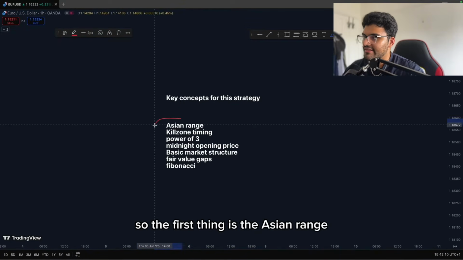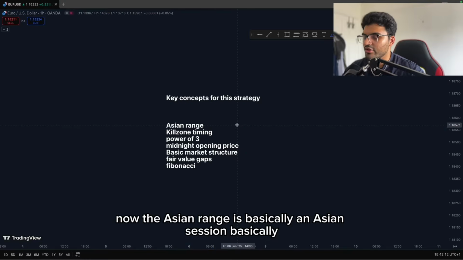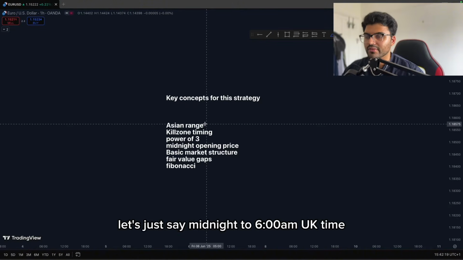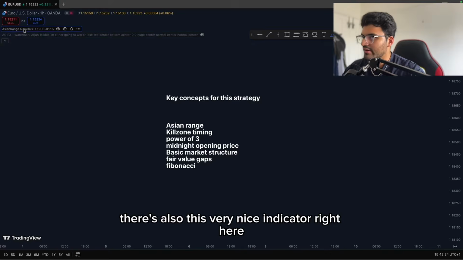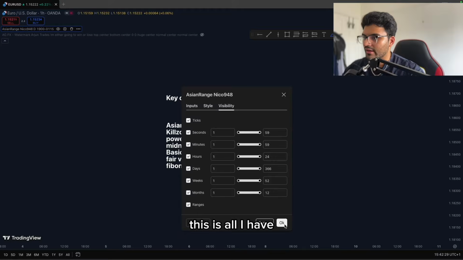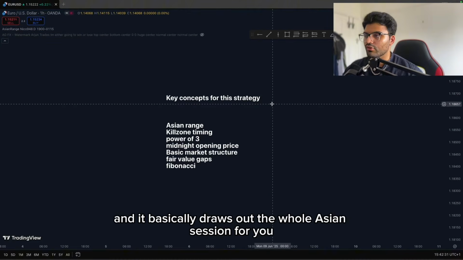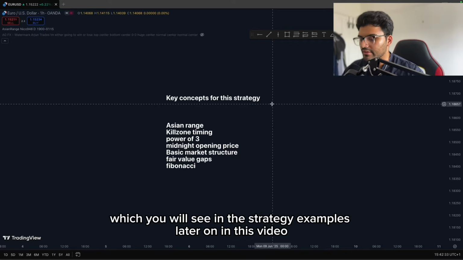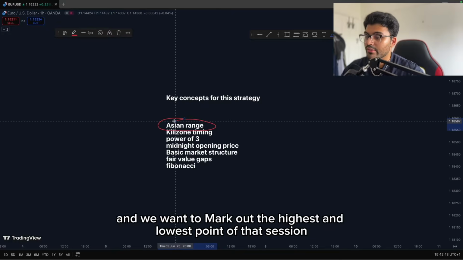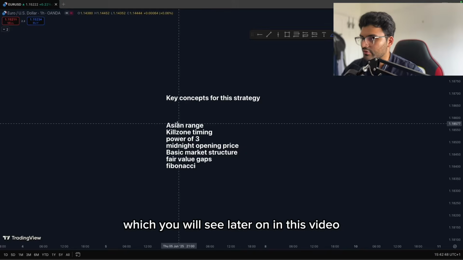So the first thing is the Asian range. The Asian range is basically the Asian session, and this is between midnight to 6 a.m., or midnight to 5 a.m. Let's just say midnight to 6 a.m. UK time. There's also this very nice indicator right here. You can copy my settings for the Asian range. This is all I have. It basically draws out the whole Asian session for you, which you will see in the strategy examples later on in this video. That is the Asian range, and we want to mark out the highest and lowest point of that session.